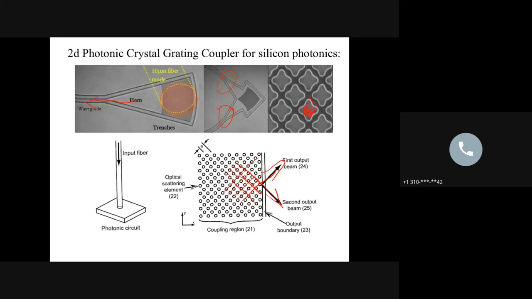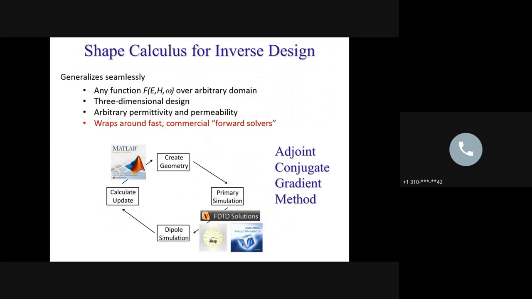And this is in every chip, in every data center, and we're probably using it right now for this Google meeting call. Now, one of the issues is designing those structures that I showed you. There are so many different functions that have to be designed. It's modulators, detectors, splitters, and so forth. And so there's a need to design it.